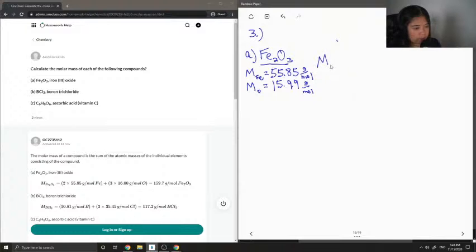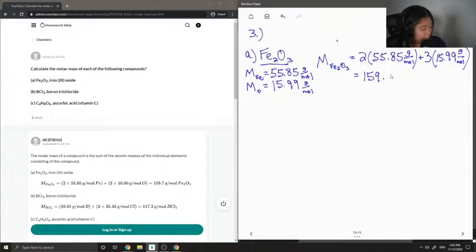So now I can write out the molar mass of iron 3 oxide to be equal to 2 times 55.85, since there are 2 atoms of iron in the compound. Then I'm going to add 3 times 15.99, which shows that there are 3 atoms of oxygen in the compound. Okay, so adding these values up, you get a total molar mass of 159.7 grams per mole.